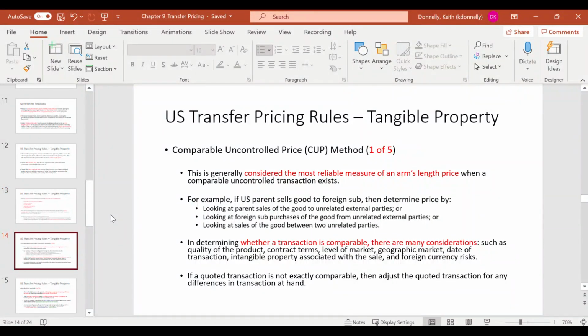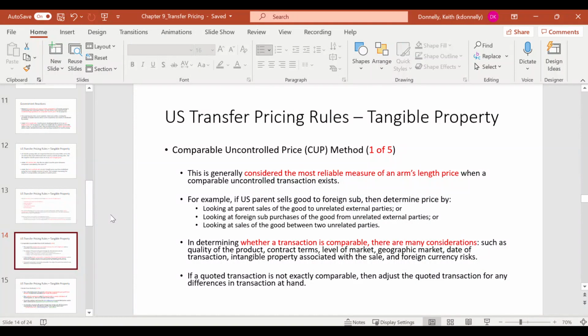So we're going to look at these 5 methods each individually. So talking about sale of tangible property, you have to set it at an arm's length price, and there are 5 ways to do so. One of the 5 is called the comparable uncontrolled price method, the CUP method. And as I have here, this is generally considered the most reliable measure of an arm's length price. What we're really going to do here is look for a comparable uncontrolled transaction, see if this exists.